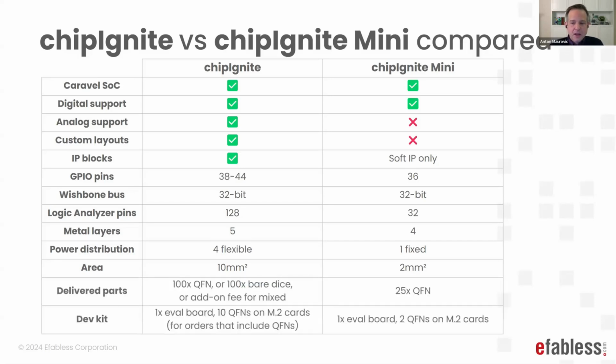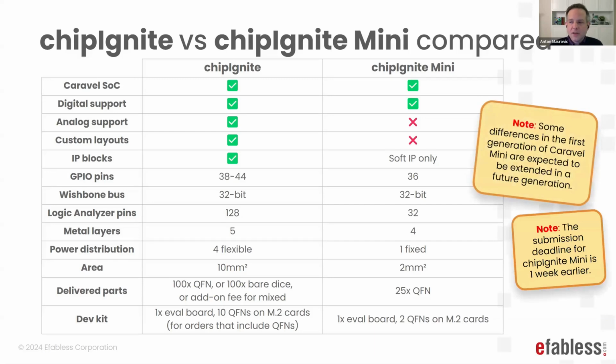And in terms of what you actually receive, you receive 100 parts, whether they are QFN or bare dice with chipIgnite, and 25 QFN packages specifically with chipIgnite Mini. 2 of which will be mounted on daughter cards, which can then be plugged into the evaluation board that we provide. Just keep in mind that some of these things are potentially going to be extended further in future generations of Caravel, both Caravel Mini and chipIgnite Mini. So stay tuned, but it's definitely ready for digital design purposes right now.